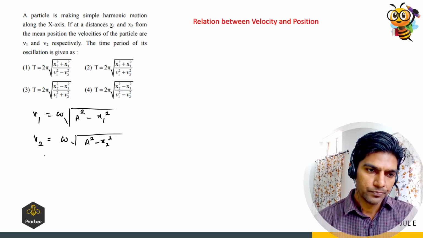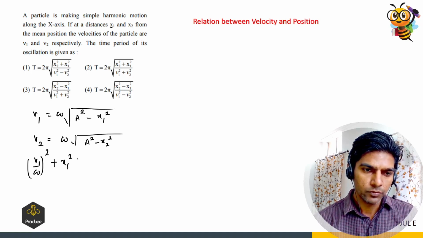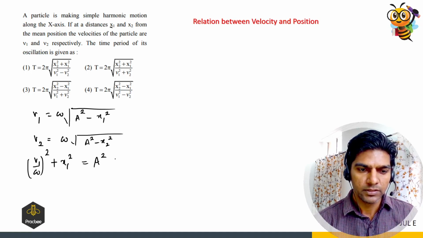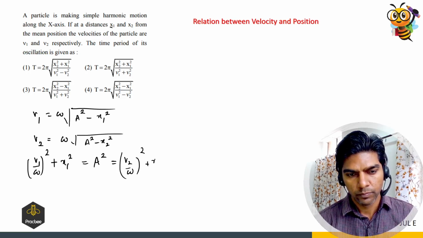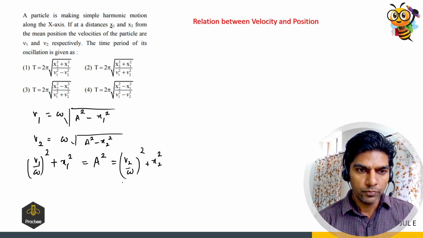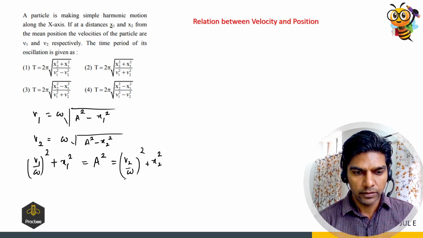So what we can do, we can write this as (v1/omega)^2 + x1^2 = a^2, right? Similarly, we can also write this as (v2/omega)^2 + x2^2 = a^2. Now from this, we have to find the value of omega.